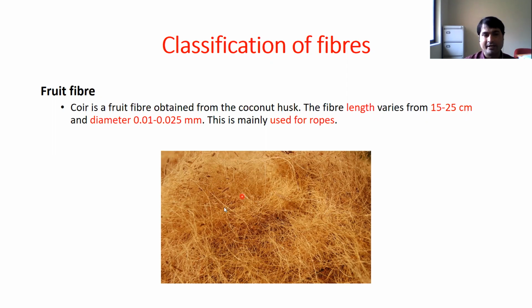Structure you will find, and this fruit fiber has a length of 15 to 25 centimeter and a diameter of 0.01 to 0.025 mm, and mainly it is used in ropes. What is rope? Rassi. But scientifically how can you define it? A combination of small units of threads to form a rope.